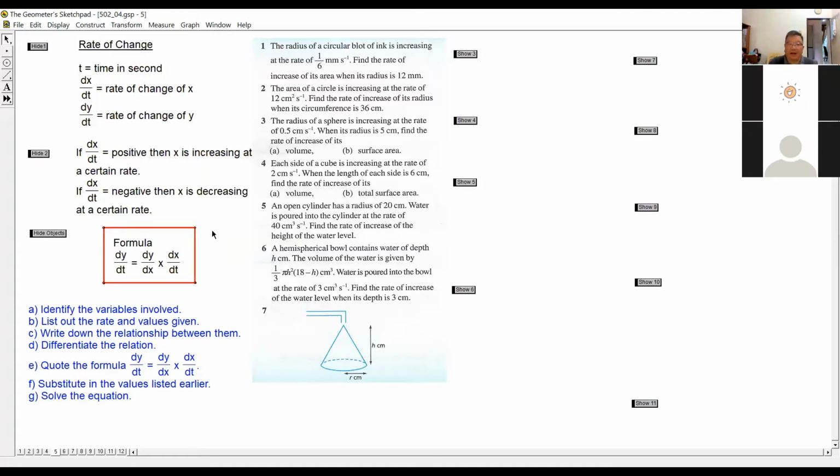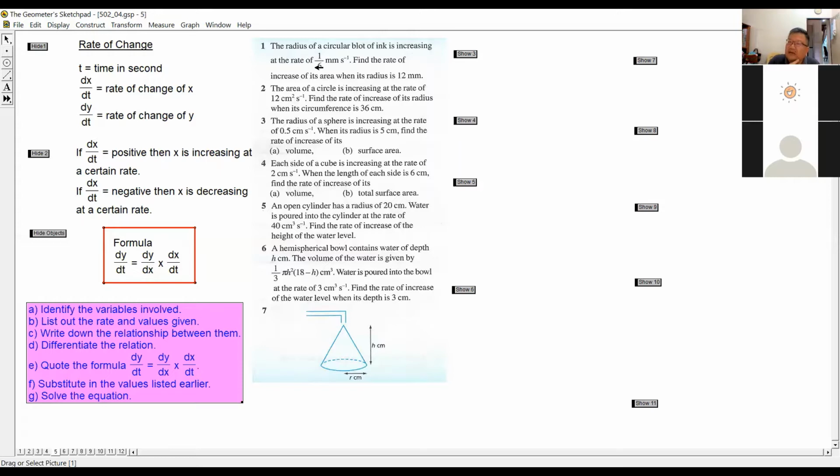So I repeat one more time the steps that you need to take to solve this type of application problem. I have listed them out here. The first step is, when you read the question, you identify the variables involved. For example, in question number 1, you have identified area and radius. Very good.